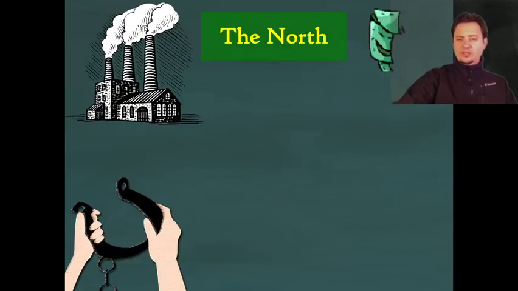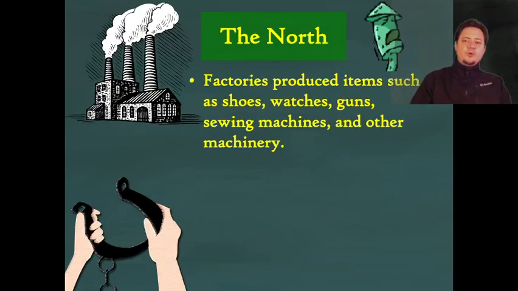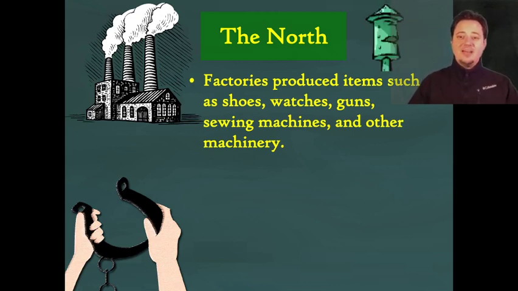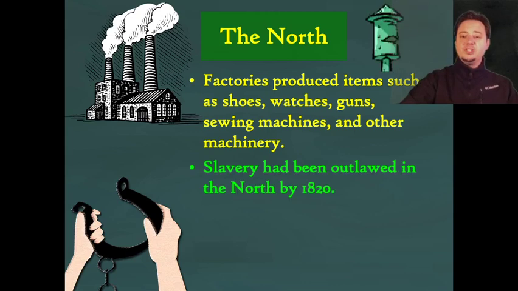Now, looking at the North a little more specifically, in the North, there's lots of factories. And in the 1800s, you're going to find things like shoes, watches, especially pocket watches, come about during this time. Guns, ammunition, cannons, things like that. Sewing machines are invented around this time. That comes out of the North, and other types of machinery. In the North, slavery had been outlawed in every state by at least the year 1820.